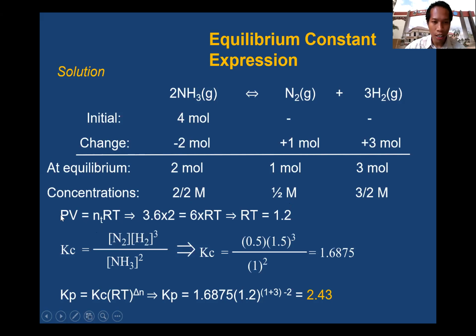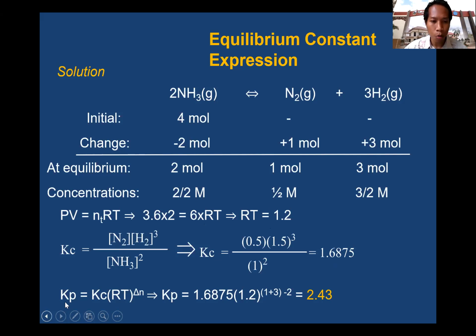The total pressure is given. This is at equilibrium, yeah. The total pressure is given 3.6, and volume is also given 2 liter. Total mole number at the equilibrium, you found this one: 2 + 1 + 3, it is 6 times RT. From here you got the RT. What is RT? RT is equal to 1.2. And from this concentration here, you can find the Kc. Kc is equal to concentration of product divided by concentration of reactant. And you know the concentration here, you got the Kc value here.